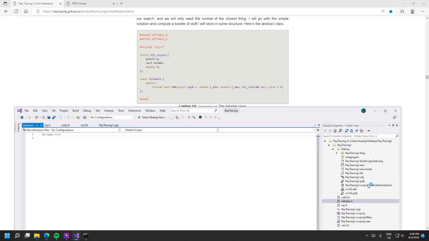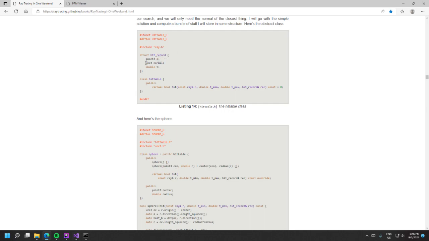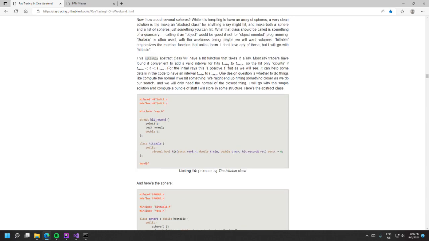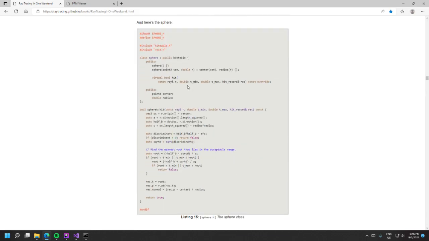This is hittable.h, and basically this is the struct. This is the point P, and this is a normal vector. This double t is a parameter that we have, maybe we're only interested in between t min and t max. And here's a sphere.